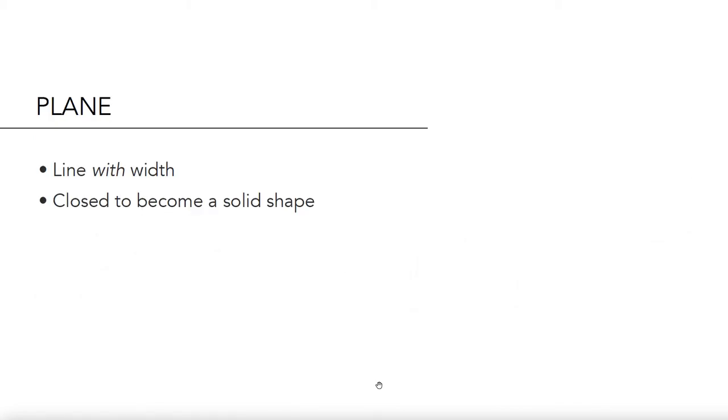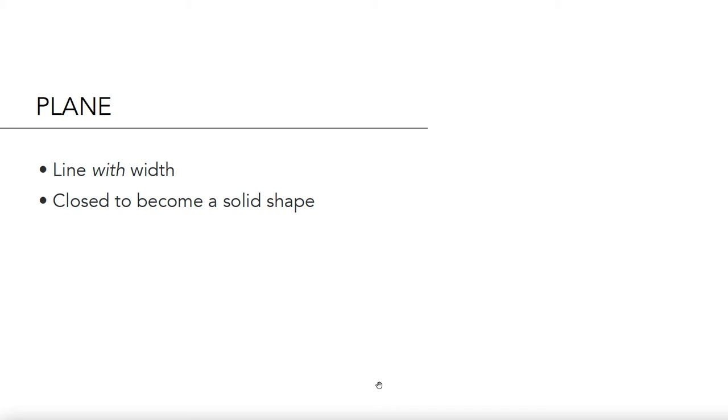All right, now a plane, so it says a line with width, and the reason for that is because if it didn't have width, it'd be a line, right? A width means it's got some size to it. So now we're looking at planes. So now we're looking at larger shapes that can actually be filled to create that balance that you were talking about. Closed to become a solid shape.